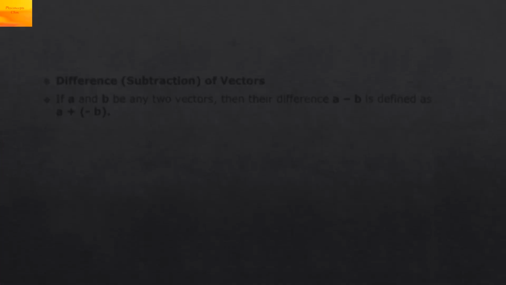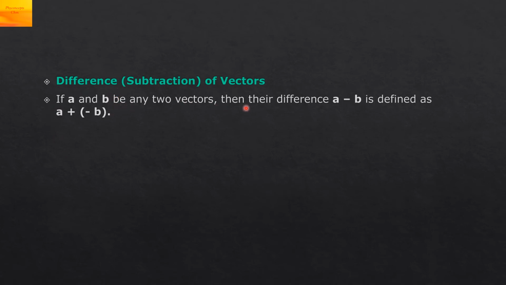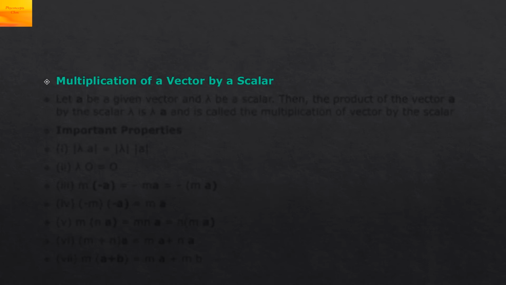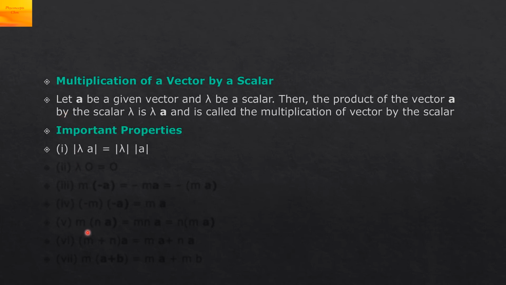Subtraction or difference of vectors can be written as a minus b, and it is defined as a plus of minus b. Multiplication of a vector by a scalar lambda. Lambda is a scalar. The product is given as lambda into a. Important properties are listed down.